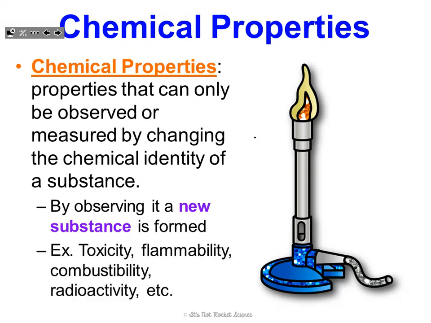So here are some properties that are considered chemical properties. If an object or a chemical is toxic, so how toxic is it? If it's flammable, and how flammable is it? Combustibility, radioactivity, all of these are examples of chemical properties. And then we're also going to go into several examples of other ones that we'll discuss in more detail. But all of these are examples of some of the chemical properties that a lot of different substances have.